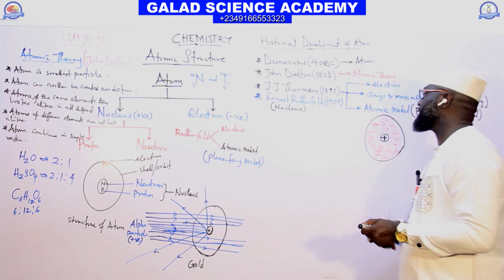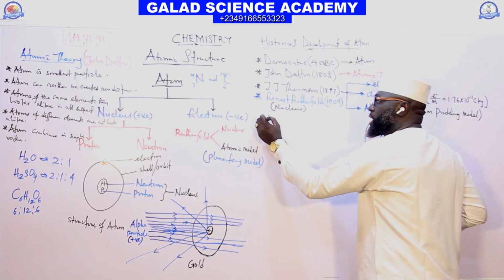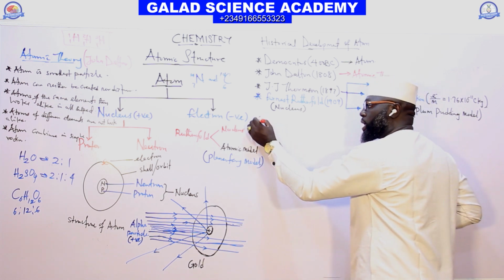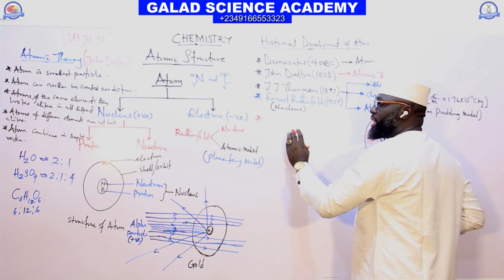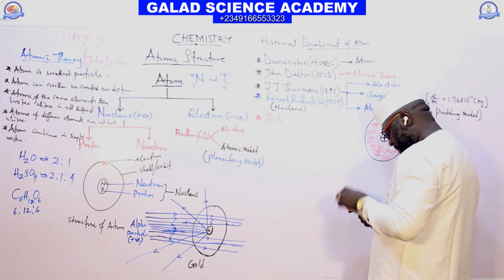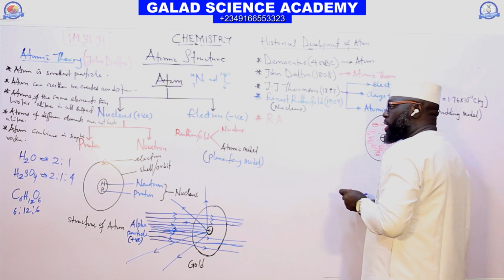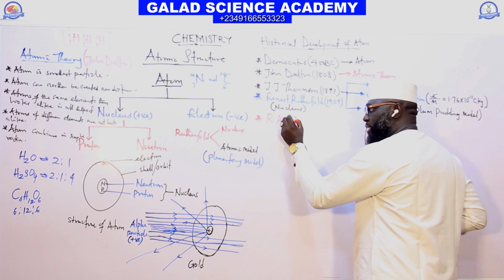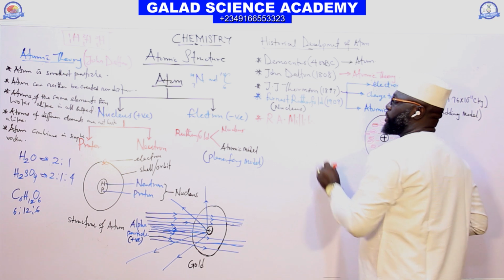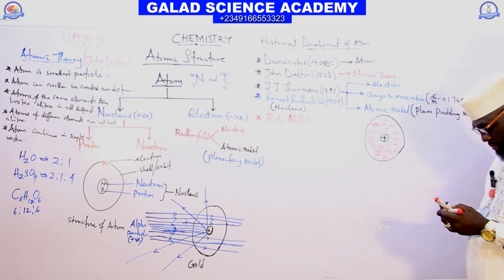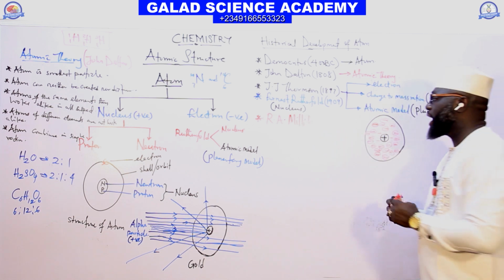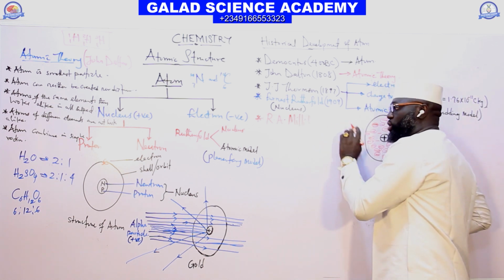So the next scientist that we need now is Robert Millikan, R.A. Millikan. Look at Millikan: he discovered the charge of an electron.